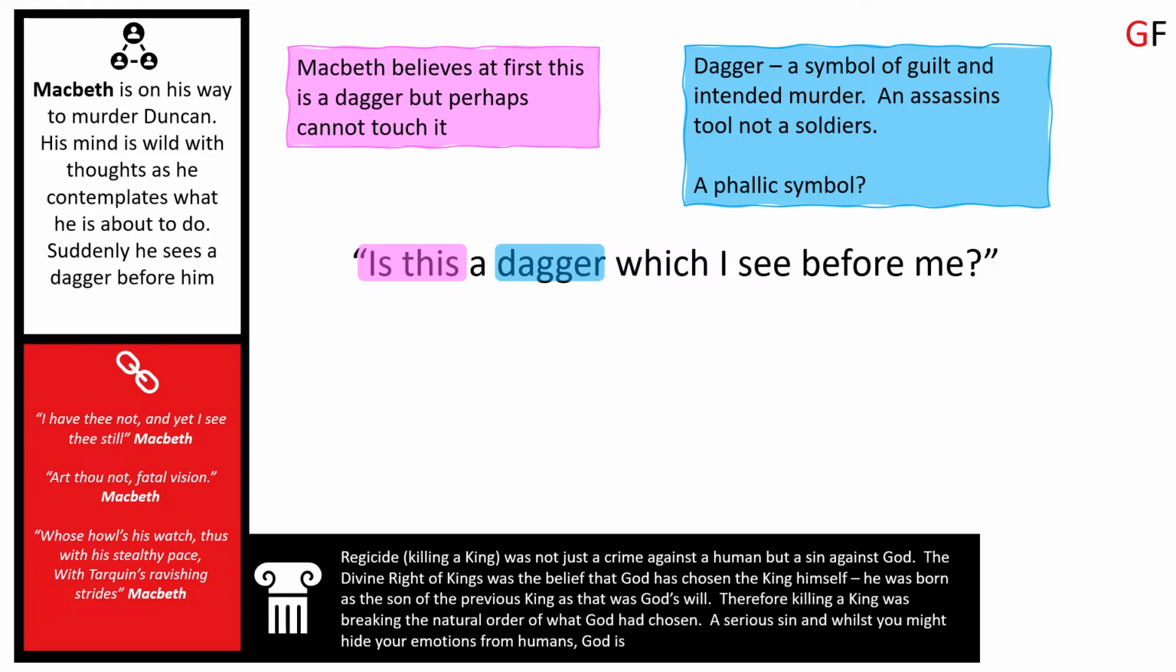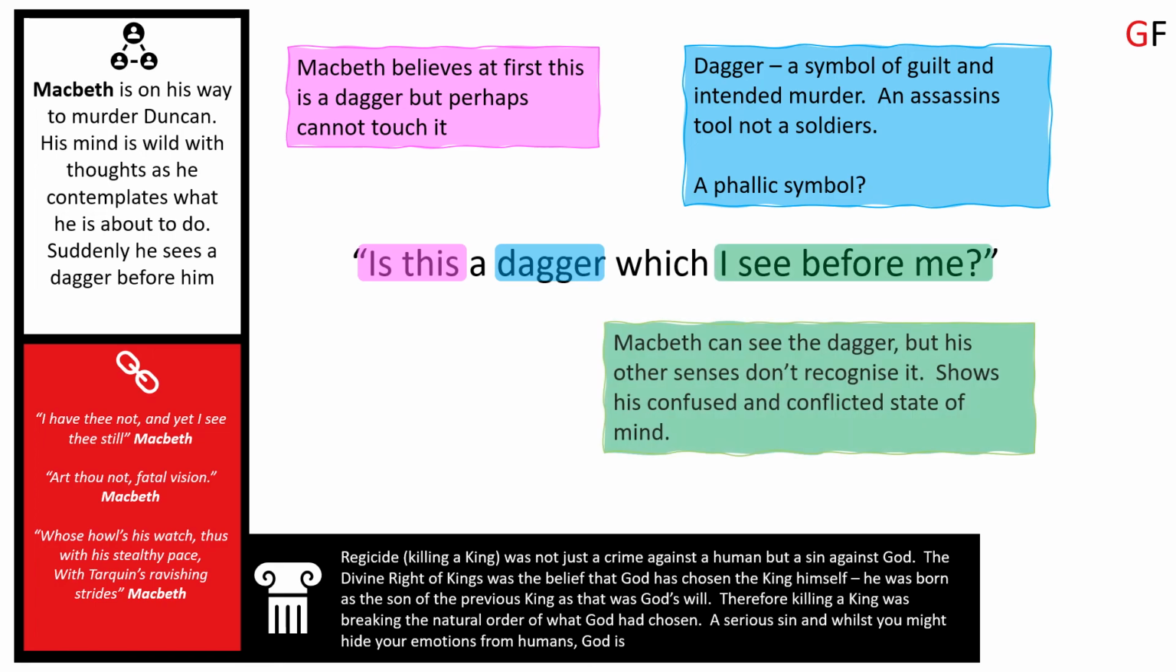There's also a theory around here that it's a phallic symbol, basically a symbol of a penis. I won't talk about that too much in this video, though I'll probably write an article on it and put it on the website. But it's this idea that Macbeth had feelings for King Duncan, and this is what it's all about. And that links in with a quote there about Tarquin's ravishing strides. Again, this is a really complicated theory, so I won't do it in this video, which is only a couple of minutes long, but it's certainly something you can find out more about on the website if you're interested in that.